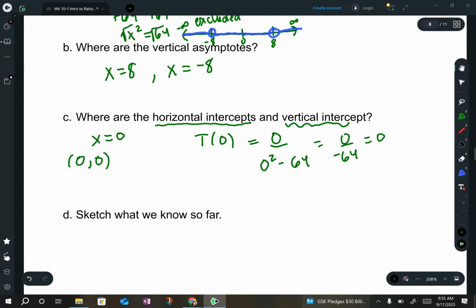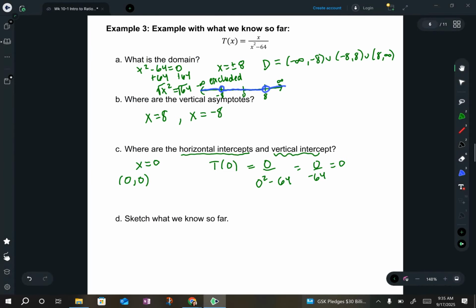So let's sketch what we know so far. I'm going to zoom out just a teeny bit here. We're just going to draw a quick graph. Well, we know (0, 0) is the vertical and horizontal intercept. We know at 8 and negative 8, there are vertical asymptotes.